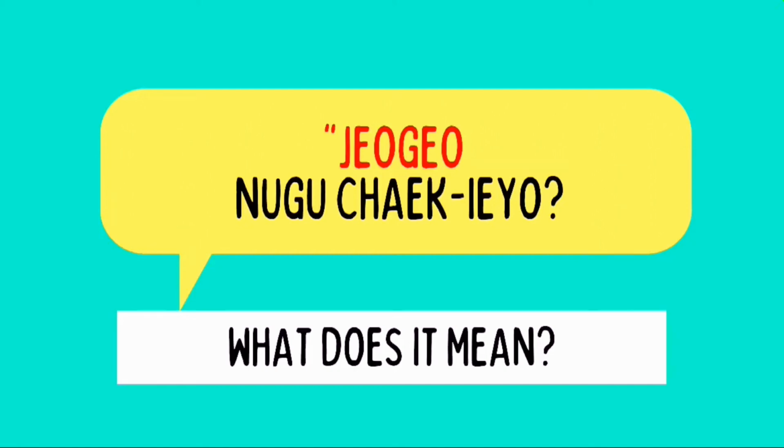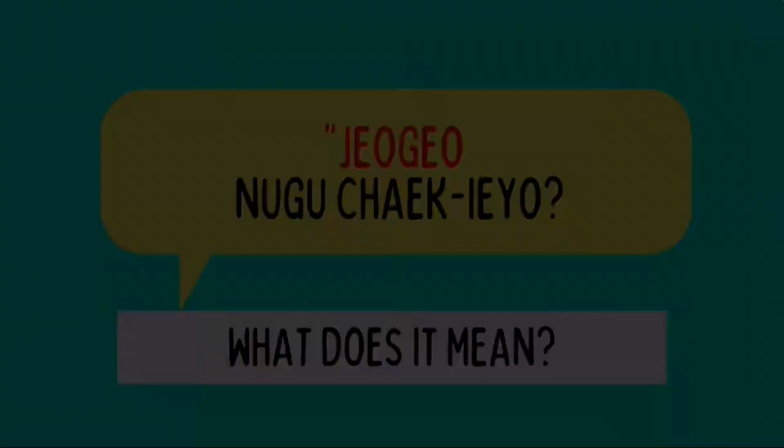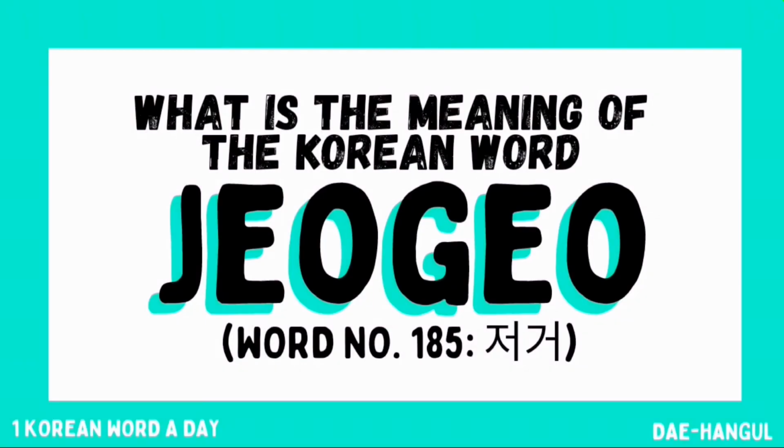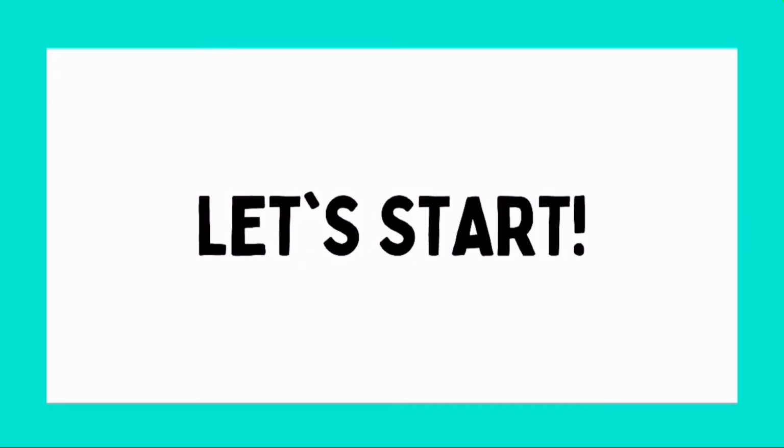저거 누구 책이에요? What does this sentence mean? If you'd notice, the word in red letter is jogo. Because today, on One Korean Word a Day here at Dae-Hangul, we are going to study about the word jogo. Let's start.